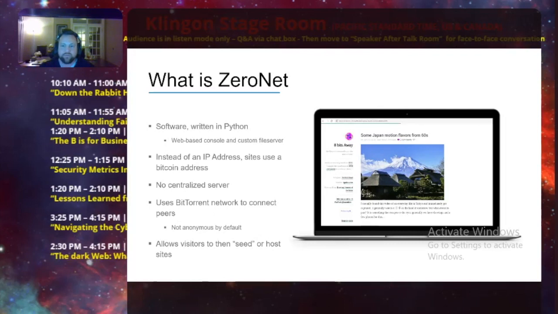ZeroNet then uses the BitTorrent network to find peers that are seeding a site, and will download site content from those peers or publish yours out to the torrent network so that other people can find it. The big thing here is peers.